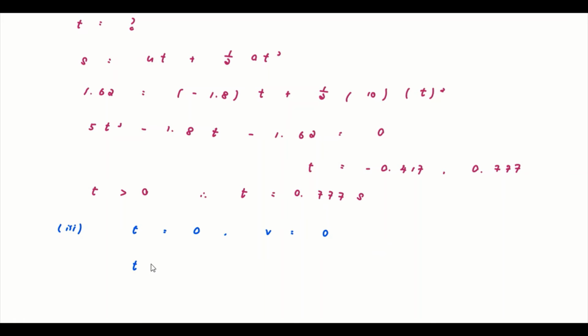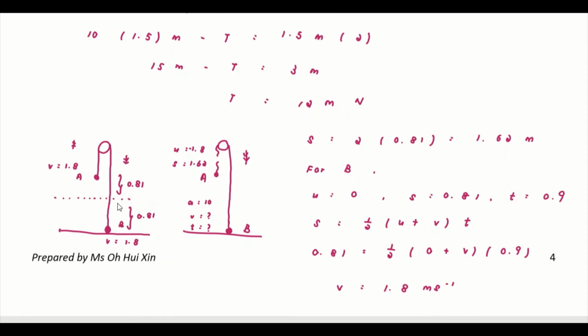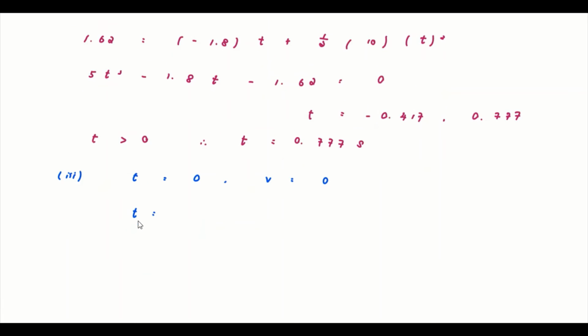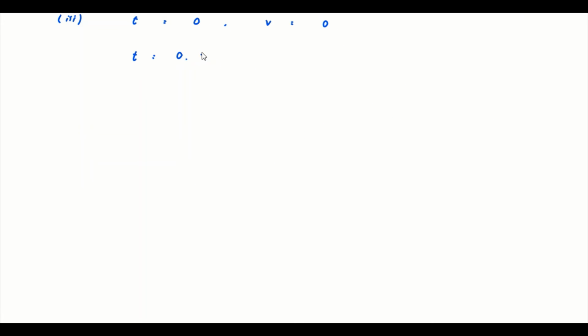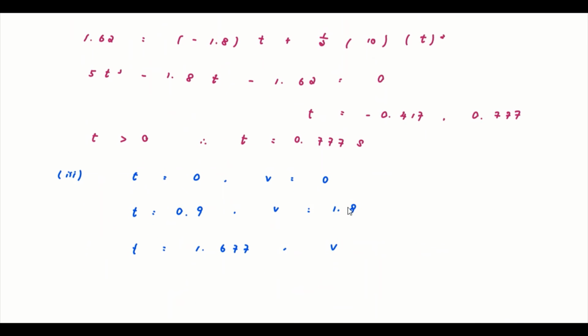Then after that, when t equals the first stage, which means from here to here, what's the time just now? It's 0.9, then it's 1.8. And then what else do we have is the last stage here. So we have t is equal to 1.677. Then the velocity here is equal to what we have here, 5.97.